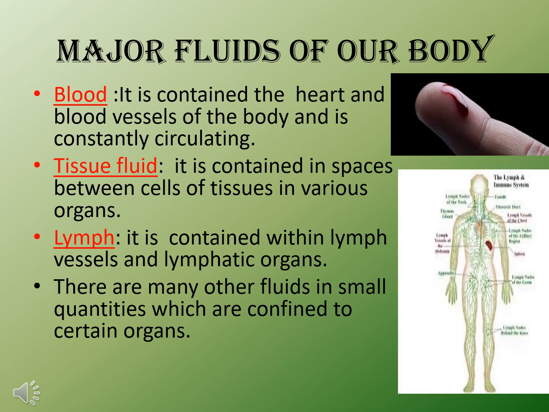Let's come to the major fluids of our body. As we all know, first one is blood. Blood is contained in the heart and the blood vessels of the body and is constantly circulating. The tissue fluid, we just came across a few seconds ago, is contained in the spaces between the cells of tissues in various organs. And lymph is contained within the lymph vessels and lymphatic organs. It's pretty obvious, that's why it got the name lymph. Examples of lymph organs are the spleen and tonsils. Tonsils are present on either side of the neck. I'm pretty sure most of the students who have studied the digestive system know it.